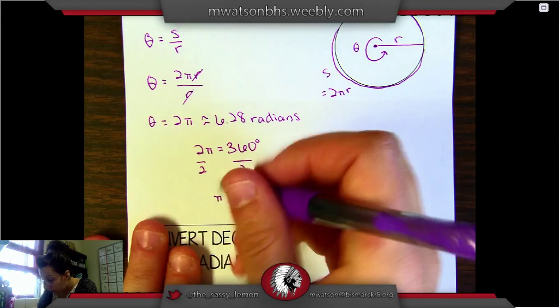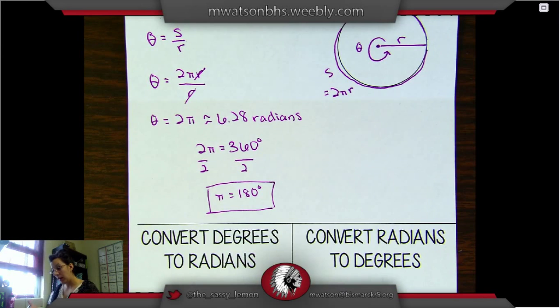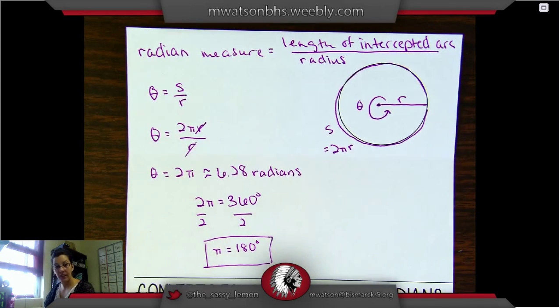So whenever I started out, I said we were going to determine something quite profound. Well, basically, we found the conversion ratio to go between degrees and radians. And that conversion ratio is that pi is equivalent to 180 degrees. So pi radians, 180 degrees. And we're going to use that in the next 2 tabs.